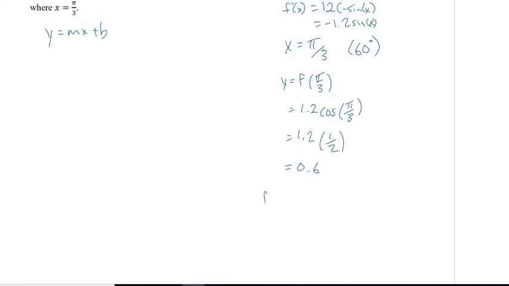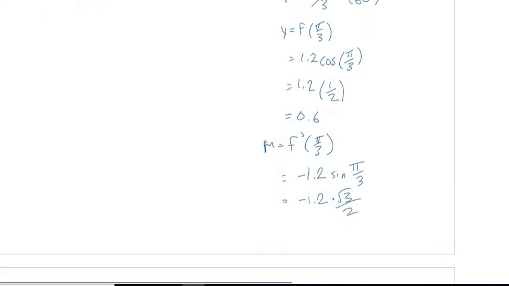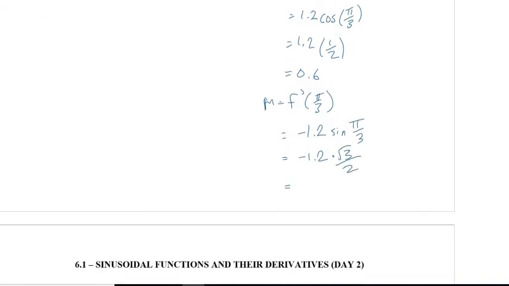Next, we're going to find our slope. That's going to be f prime of pi over 3. And we found the derivative up top. That's going to be negative 1.2 times sine of pi over 3. Let's see, what was sine of pi over 3? That was root 3 over 2. So that's going to be negative 1.2 times root 3 over 2. And then we can just divide that negative 1.2 by 2, and it becomes negative 0.6 root 3.